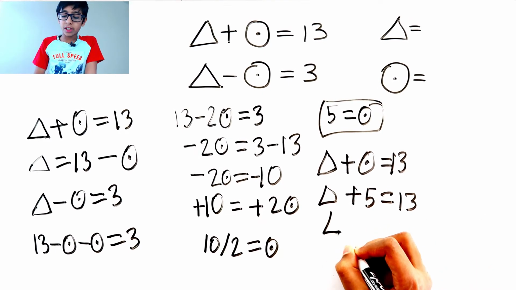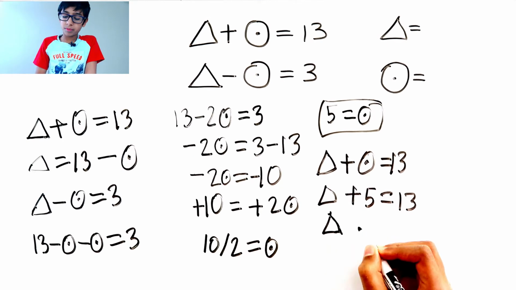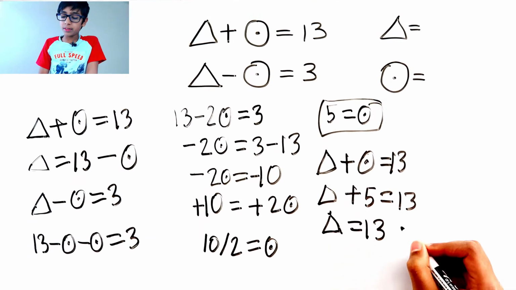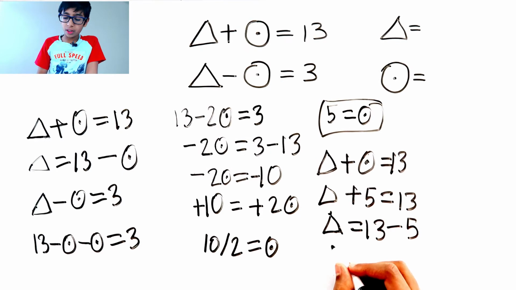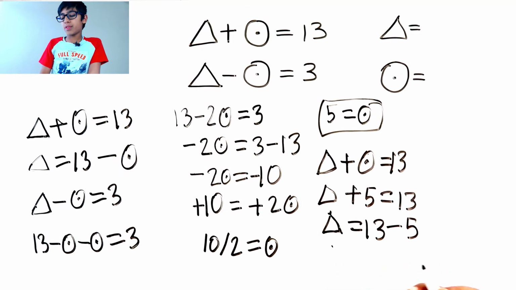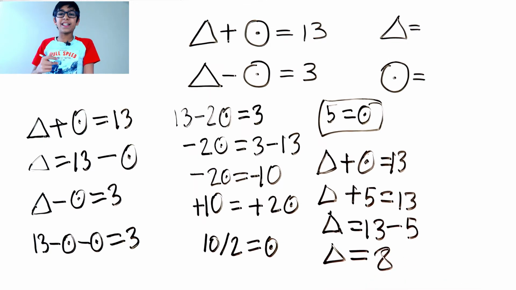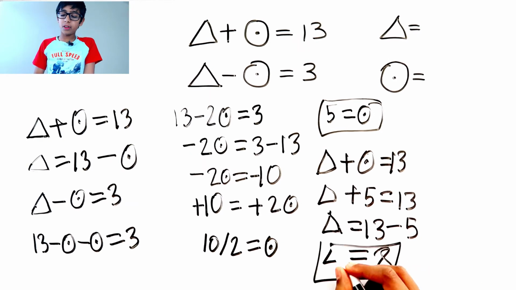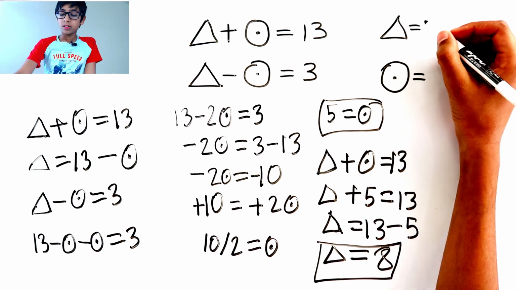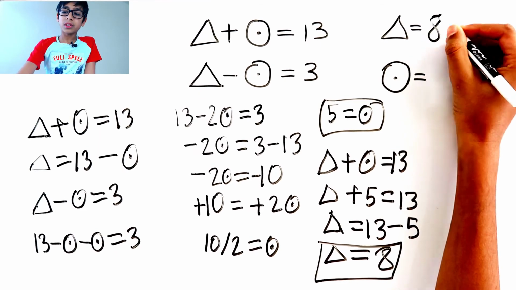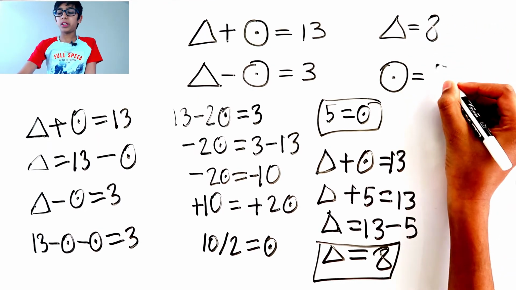So triangle equals 13 minus 5. 13 minus 5 is 8. So triangle equals 8. So triangle equals 8 and circle equals 5.